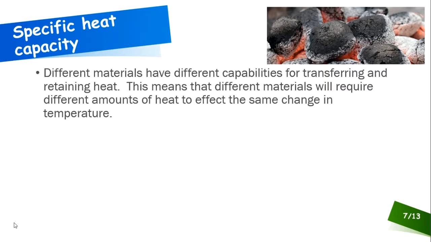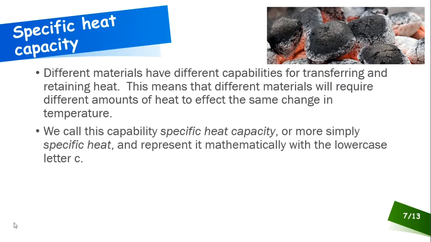Because they have these differences in their capability for transferring and retaining heat, these different materials are going to require different amounts of heat to experience the same change in temperature. And this capability is what we call specific heat capacity. It's the capacity of this specific material to transfer and retain heat. Now, when we talk about this, we simply abbreviate it and say specific heat, and mathematically we use a lowercase letter c to represent specific heat capacity.